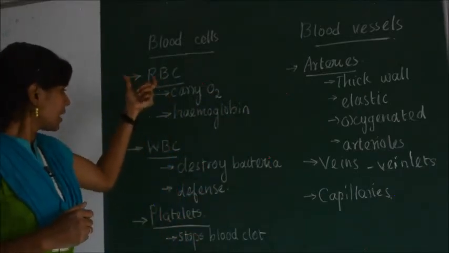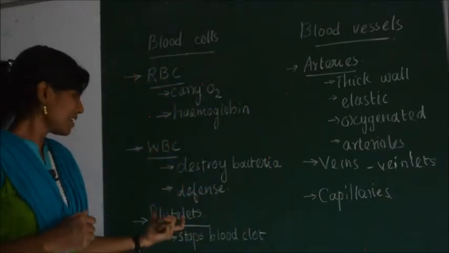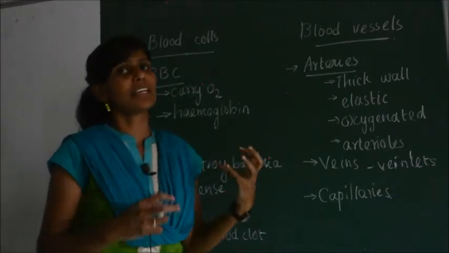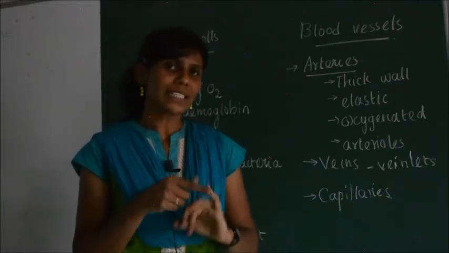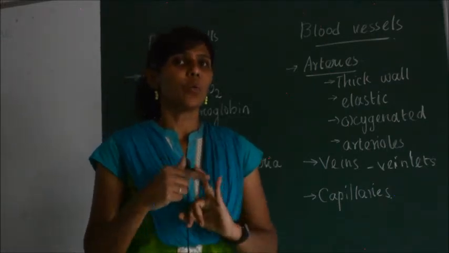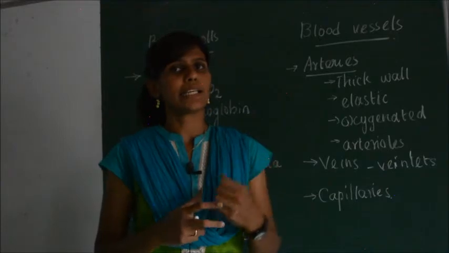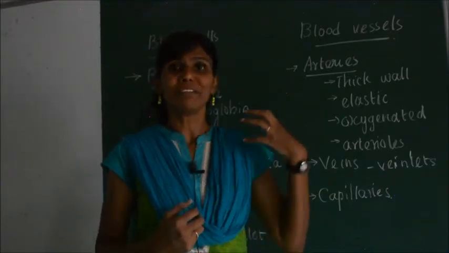They are RBC, WBC and platelets. What are the three types of cells present in the blood? RBCs, which are red blood cells, WBC, which are white blood cells, and platelets. So let's revise about their functions.